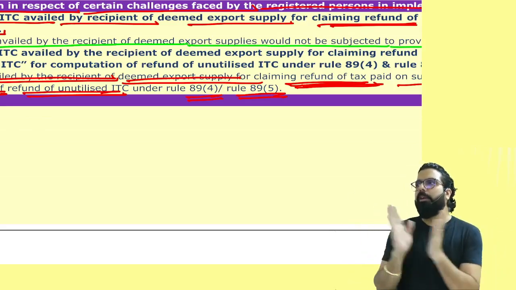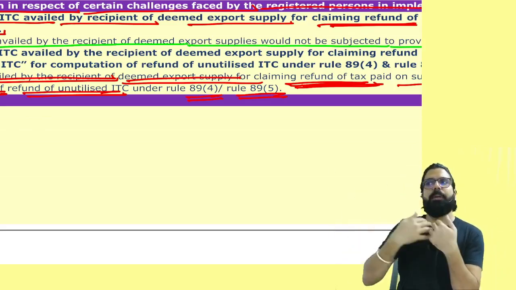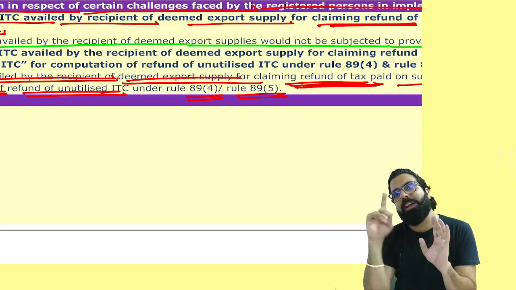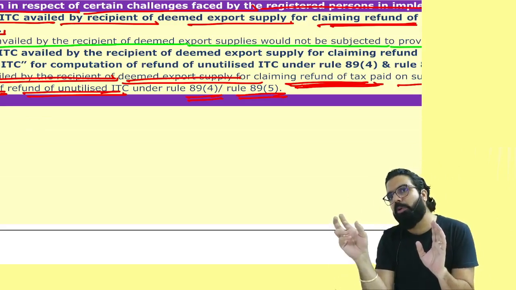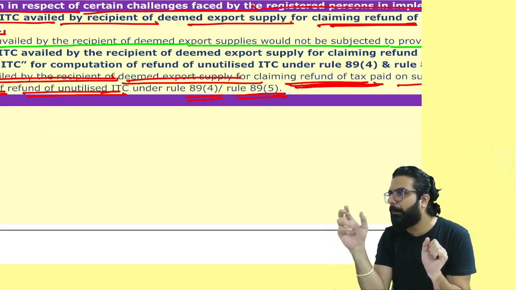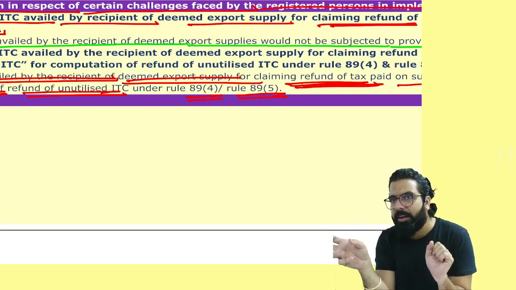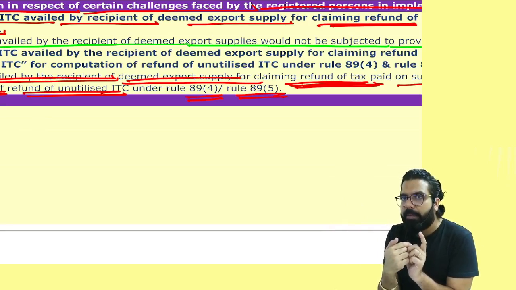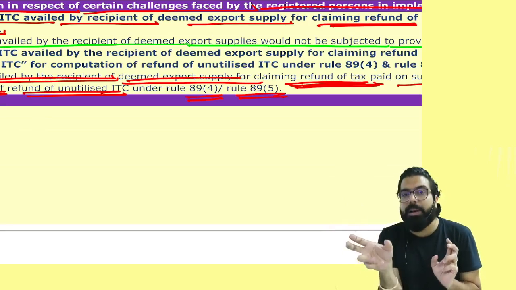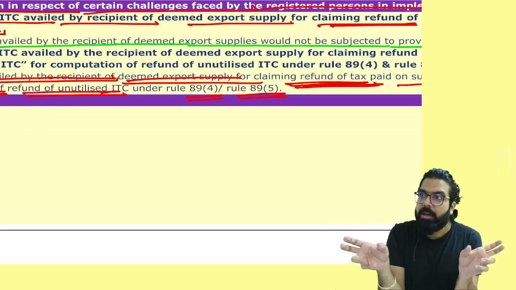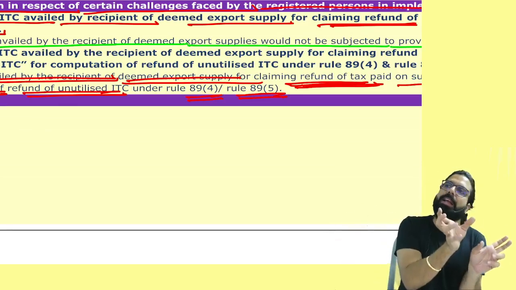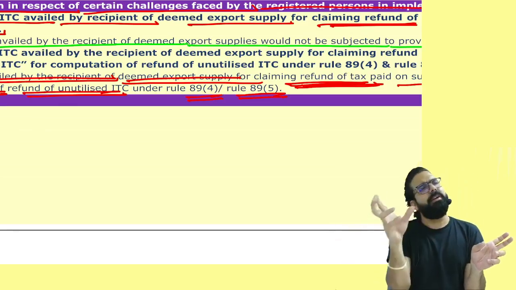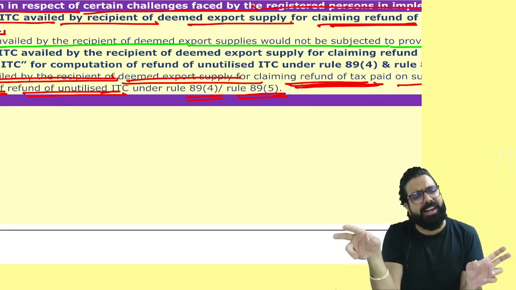You are a supplier of deemed export supply. I am the recipient. First of all, whatever GST I paid, the full amount I can claim as a refund. If you paid, you claim the refund; if I paid, I will claim the refund. When I file the refund application, this amount is debited in my electronic credit ledger. So the government said no problem, take the credit.